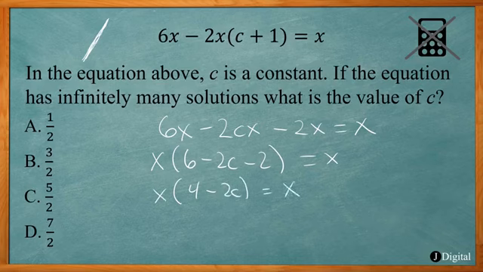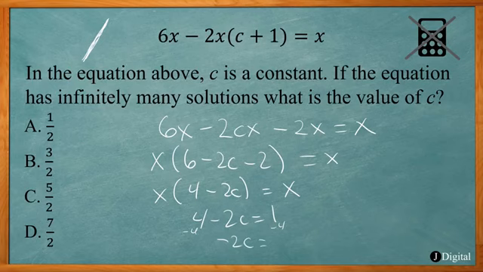Now on the right I have 1x. On the left I also want 1x, so the 4 minus 2c needs to equal 1. So I'm going to set that equal to 1 and solve for c. So subtract 4. And divide by negative 2. So c equals 3 over 2. Remember, two negatives give you positive, so it's going to be positive 3/2. Alright, so c needs to be 3/2. Answer choice B.